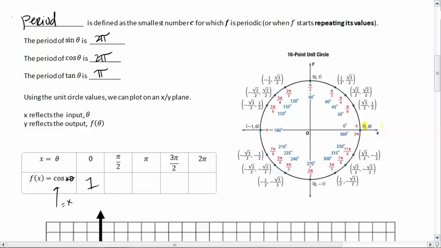When we are at cosine of pi over 2, we have an x value of 0. At pi, we have an x value of negative 1. At 3 pi over 2, we have an x value of 0. And then again at 2 pi, this is when we start to repeat, we have an x value of 1.